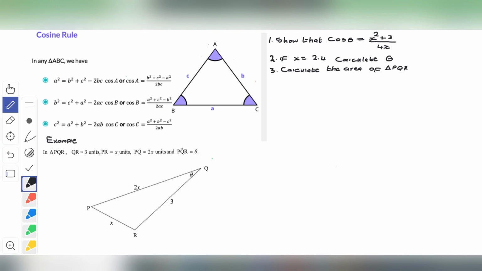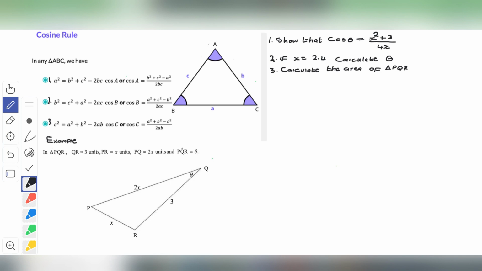So in any triangle ABC, we are given what? Can you say this formula? We are given three formulas from the same triangle but with different formulas, right? So let me explain these formulas. The first formula is what? It's a squared is equals to b squared plus c squared minus 2bc, 2bc multiplied by cosine of a, right?